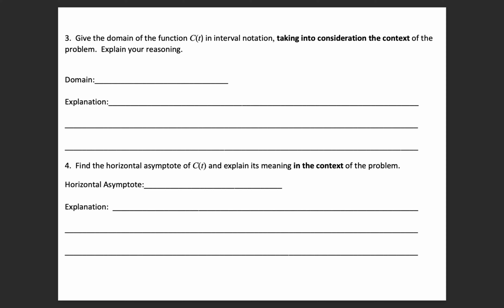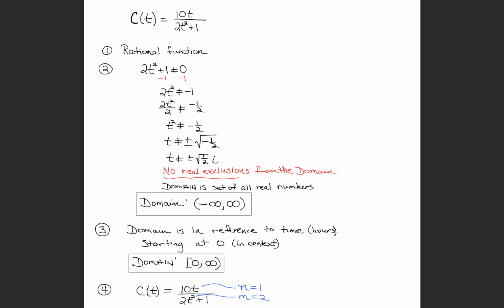Now putting it into context, the domain is in reference to the time t, which is in hours. And in the case of ingestion, there's no such thing as negative time, so the very minimum value is going to be 0 in context. So the domain is inclusive of 0, or 0 seconds. We're going to have a bracket around the 0, and again, you have it going continuously out to infinity.